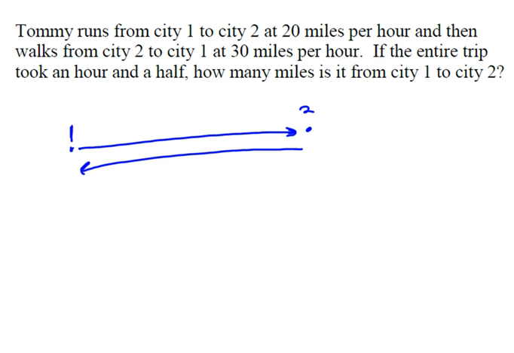And so we have our first trip and our second trip, maybe is a good way to say it. And the key for this problem is recognizing what it is that you know and what it is that you don't know. Well, one thing you know is the rate of the first trip is 20 miles an hour, and we know the rate of the second trip is 30 miles an hour, right? So rate trip 1 is 20, that's going from 1 to 2. Rate trip 2 is 30, that's going from 2 to 1.